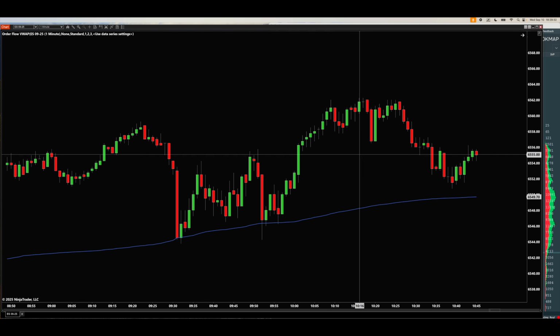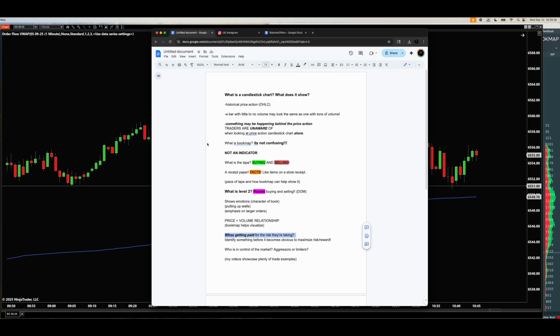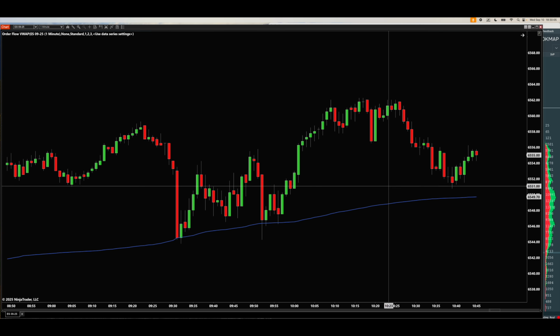Candlestick charts will not show you that, and it's not going to show you the emotions and the character of the order book or the tape, okay? It's not going to show you anybody putting up walls. It's not going to show you emphasis on larger orders. I put emphasis on larger orders because that's what stops people in their tracks. If somebody is bidding 1,000 contracts, that's 1,000 sell volume that's going to have to hit that bid. That can stop the market, but you cannot see that when you're just looking at this.